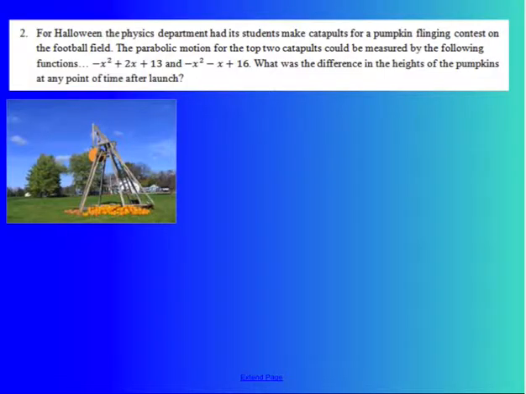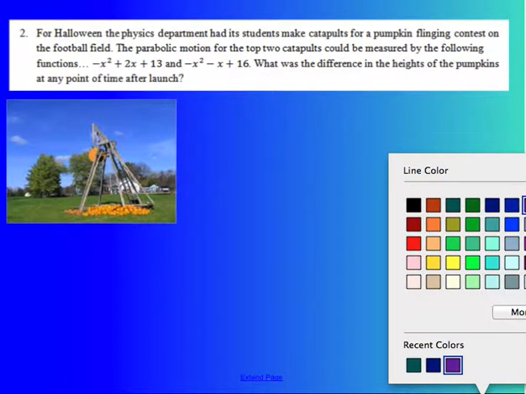Let's take a look at number 2. It says, for Halloween, the physics department has had its students make catapults for a pumpkin flinging contest on the football field. The parabolic motion for the top of the 2 catapults could be measured by the following functions: negative x squared plus 2x plus 13 and negative x squared minus x plus 16. What is the difference in height of the pumpkins at any point after the launch?